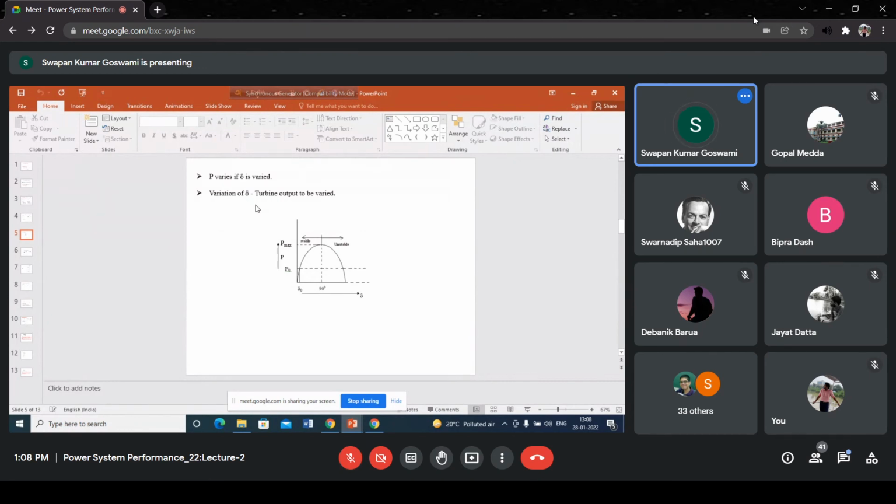That means steam flow rate has to be changed. How? By changing the opening of the steam valve. So if you want delta, or if you want P to be larger, then increase the opening of the steam valve. If you want to reduce the power generation, reduce the opening of the steam valve.